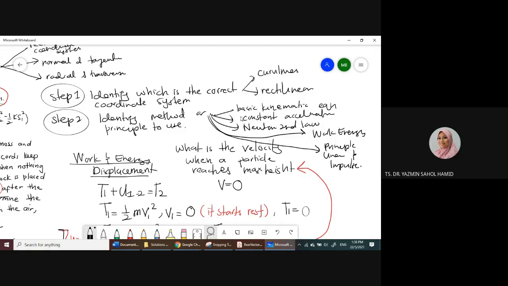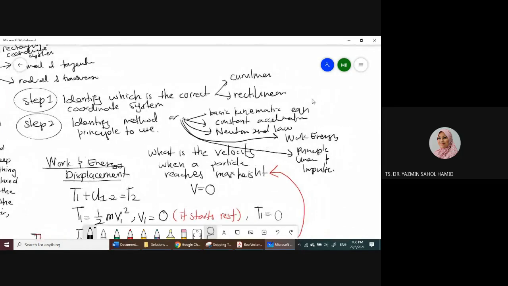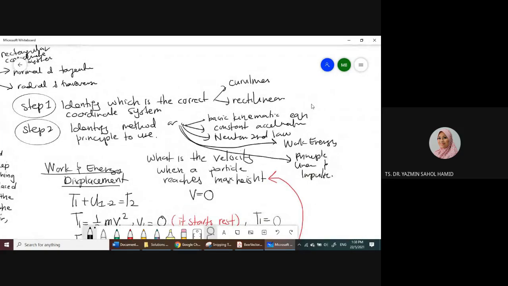whatever question in dynamics, you have to identify, okay, which is the correct coordinate system? Is this question curvilinear or rectilinear? Okay, so if it's curvilinear, you know there are other methods. If it's rectilinear, you know what other type of questions, isn't it? Remember, if curvilinear, we also have what? Free fall motion. If rectilinear, we have what? Free fall motion. And then we have what? For curvilinear, we also have what? Motion of projectile.